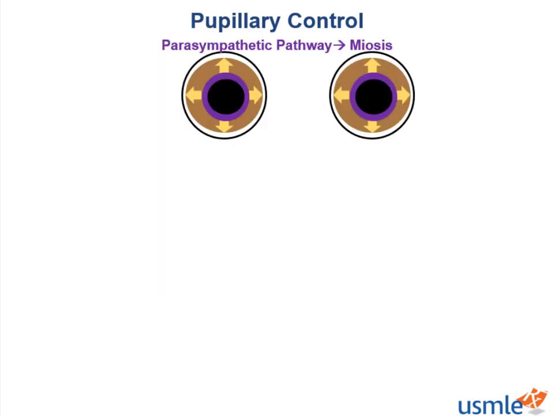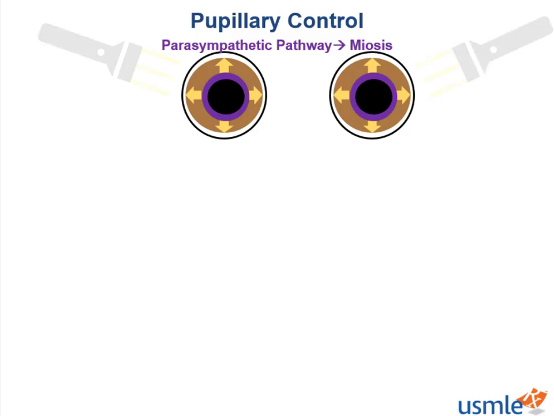That is, mydriasis. With that background, let's walk through the parasympathetic pathway that causes miosis. Recall the muscle in the iris that causes parasympathetic-mediated pupillary constriction is called the sphincter pupillae. In this diagram, all structures presented in a purple color operate mainly under parasympathetic control, as we will see.